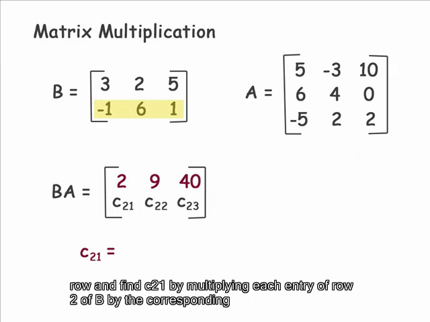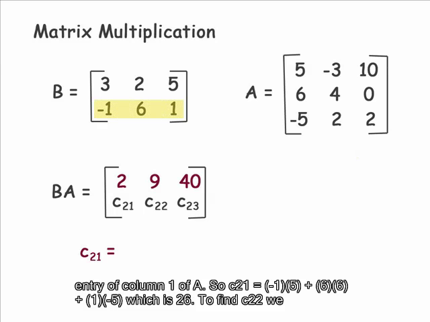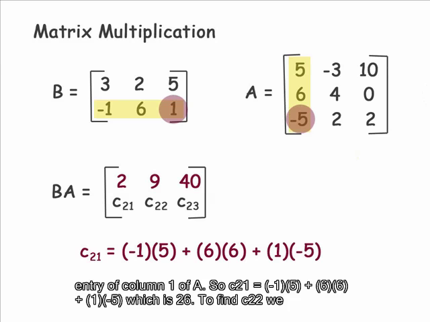Now we move down to the next row and find C sub 2,1 by multiplying each entry of row 2 of B by the corresponding entry of column 1 of A. So C sub 2,1 is equal to -1 times 5 plus 6 times 6 plus 1 times -5, which is 26.